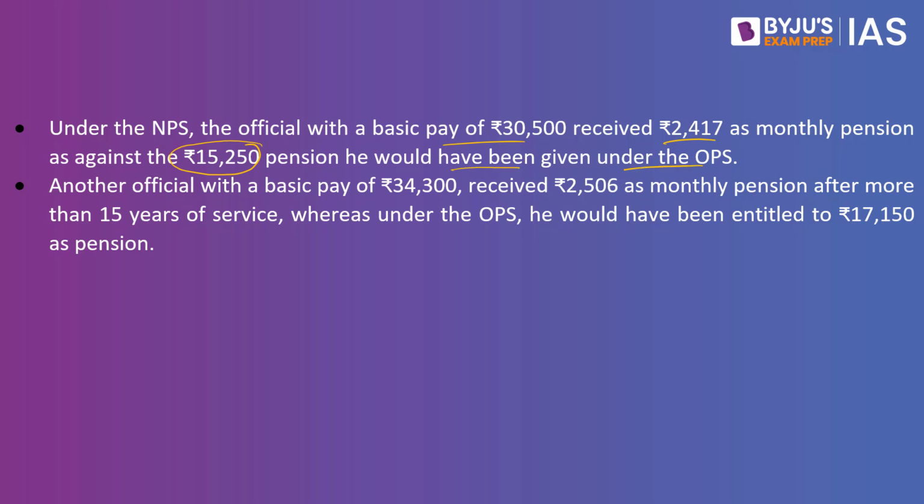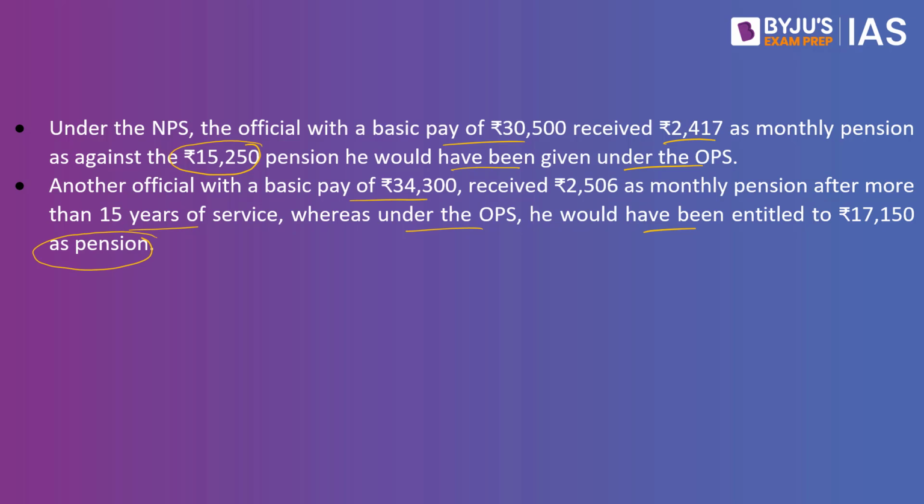Another official with a basic pay of 34,300 received 2,506 as monthly pension after more than 15 years of service, whereas under the OPS he would have been entitled to about 17,150 as the pension.